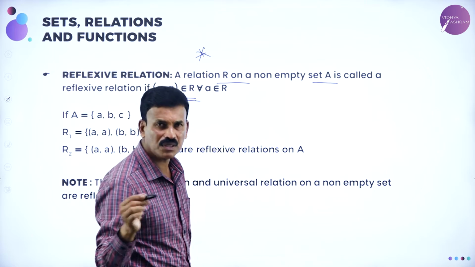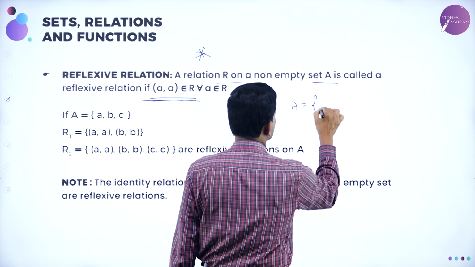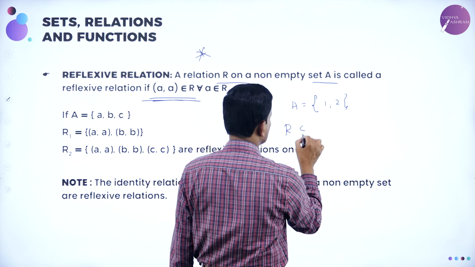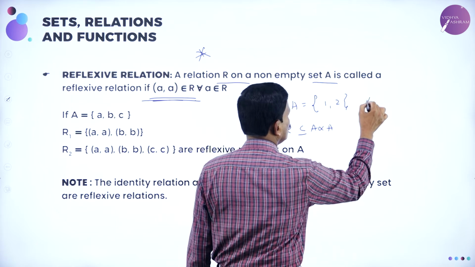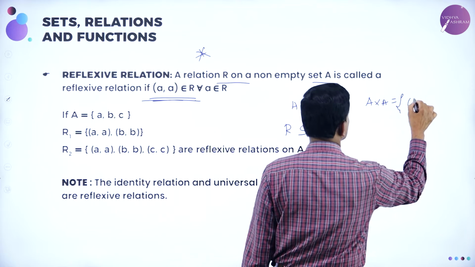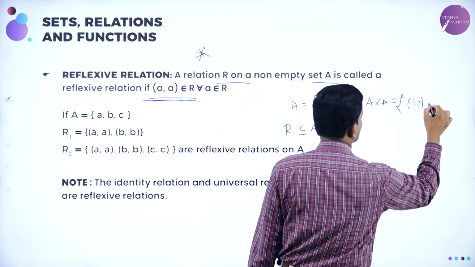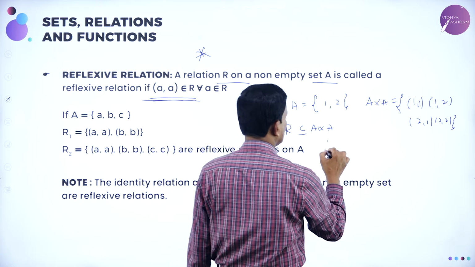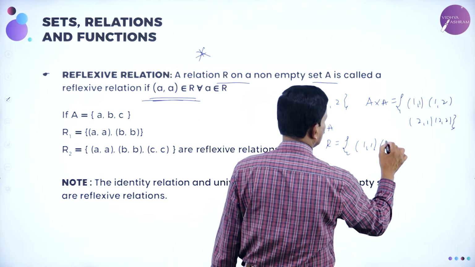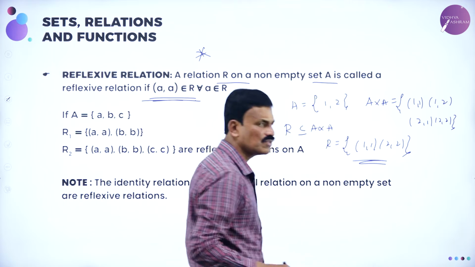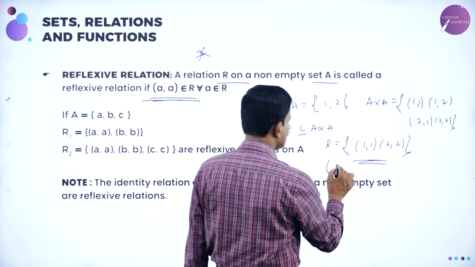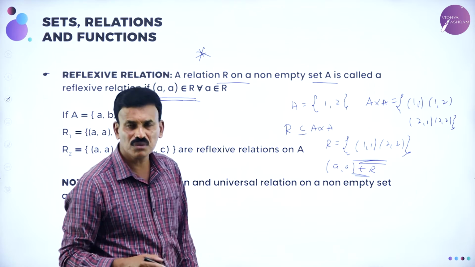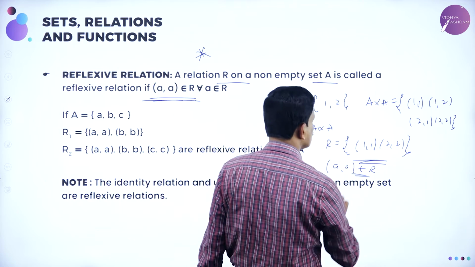Now let us consider one example. On a set A = {1, 2}, a relation R, which is a subset of A cross B, is written on A cross A. What is A cross A? A cross A is equal to {(1, 1), (1, 2), (2, 1), (2, 2)}. Then a relation R which is nothing but {(1, 1), (2, 2)} is called a reflexive relation, because it contains (a, a) belonging to the relation R. (1, 1) and (2, 2) belong to the set, therefore this is a reflexive relation.